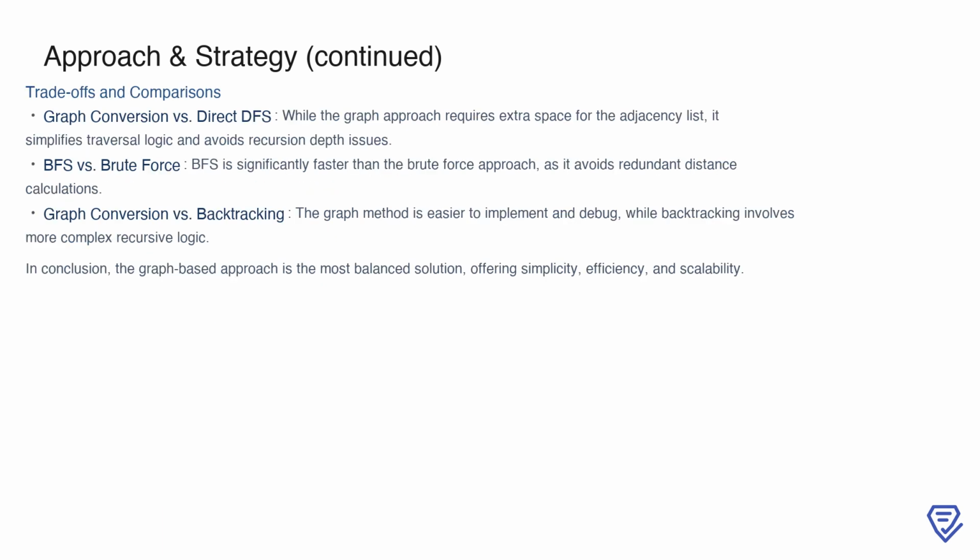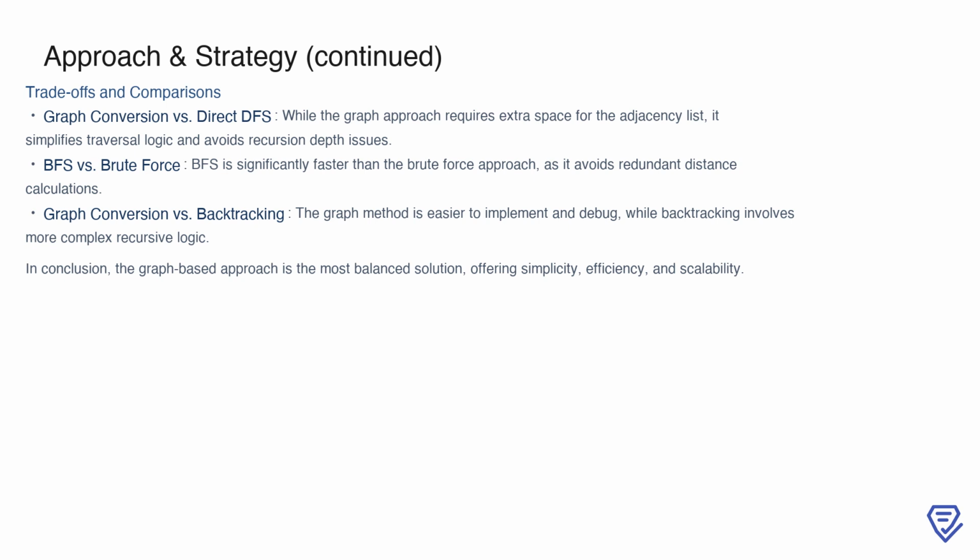When comparing these approaches, there are several trade-offs to consider. Using graph conversion requires extra space for the adjacency list, but it simplifies the traversal logic and avoids the risk of deep recursion. On the other hand, the brute force approach, while conceptually simpler, is far less efficient due to redundant distance calculations, making it unsuitable for larger trees.